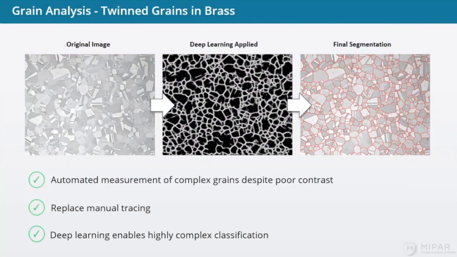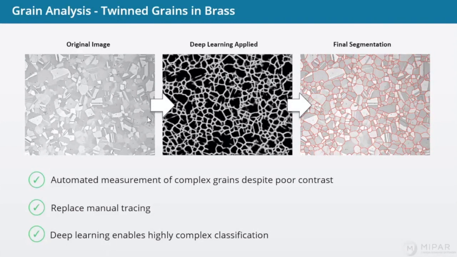I will move on to a few deep learning applications, just to give you an idea of what you can do with deep learning. This is an example of twinned grain structure in brass. So if you are familiar with the brass microstructure, you can see here that there are some twinned grains growing across, such as this one, maybe here, this one as well. And it has been, you know, a quite challenging problem for many researchers to perform grain size analysis excluding these twinned grains.